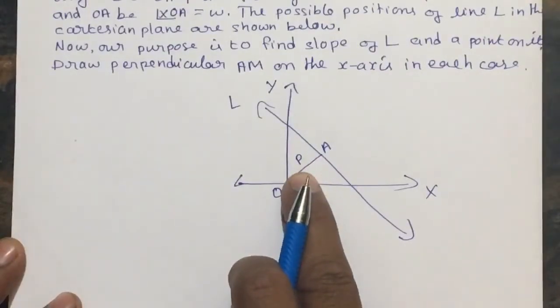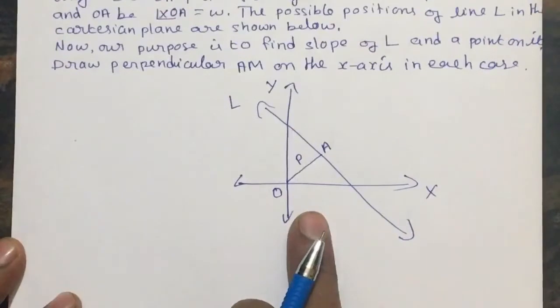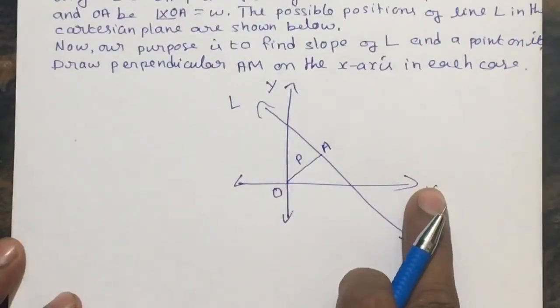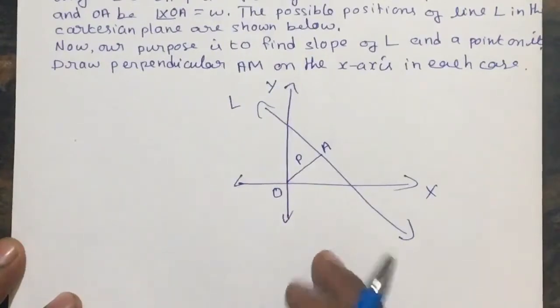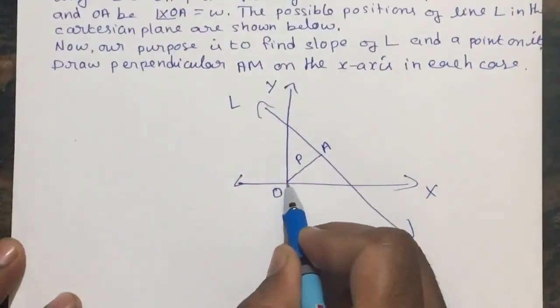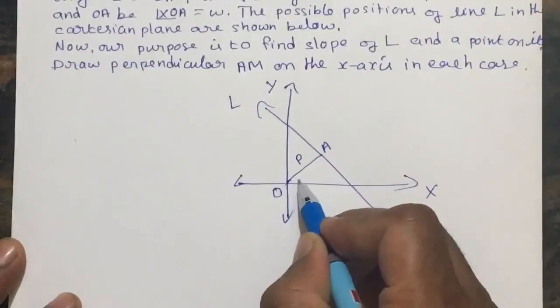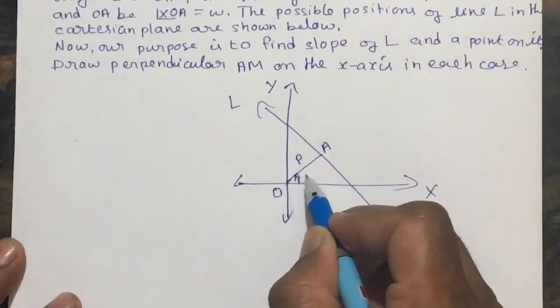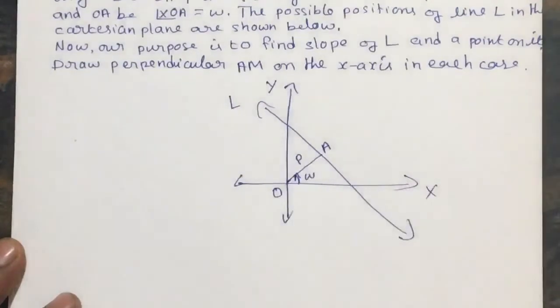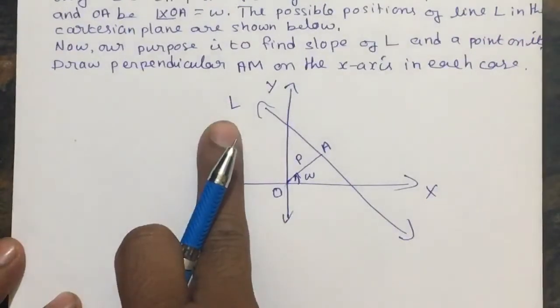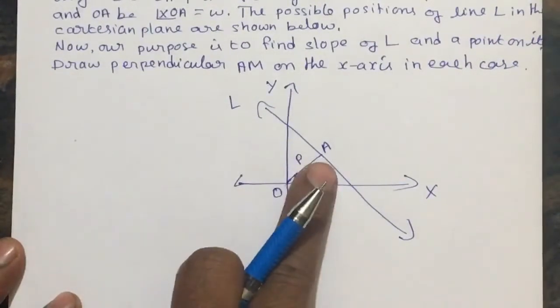So let L be the line whose perpendicular distance from the origin, OA, is equal to p. And the angle between the positive direction of x-axis and OA, that is angle XOA, is equal to omega. So from origin I have drawn this line. Now this angle is omega. Now the possible positions of the lines in the Cartesian plane are shown. This is the first position. Now our purpose is to find the slope of this line L and a point, that is A, on it.